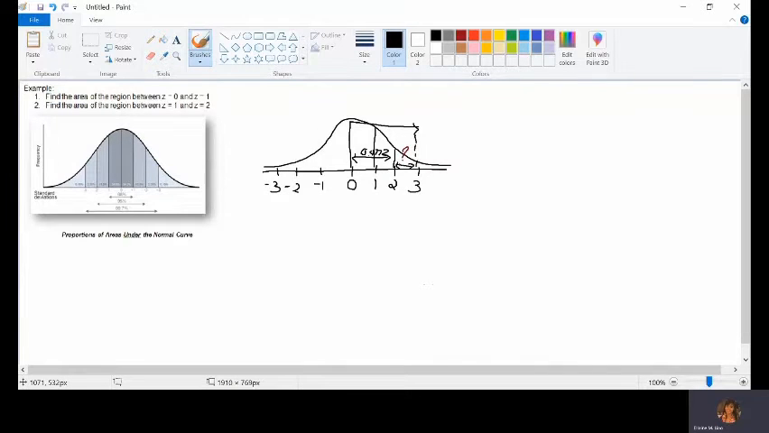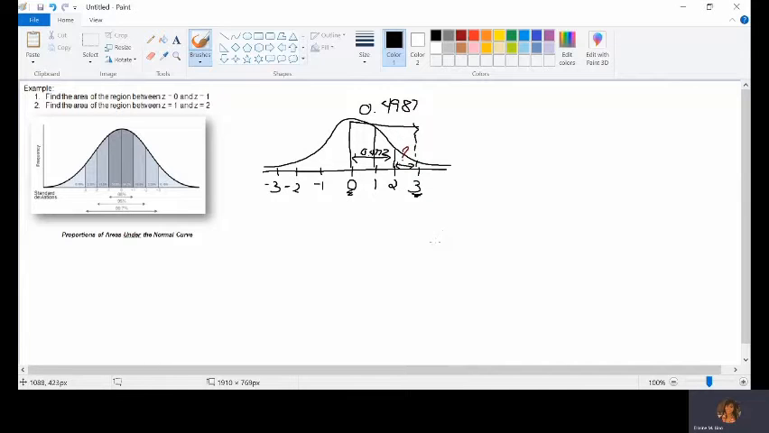Similarly, the area of the region between z equal to 0 and z equal to 3 is given in the z table to be 0.4987. So please bear with my drawing. So this is the area of the region between z equal to 0 and z equal to 3.